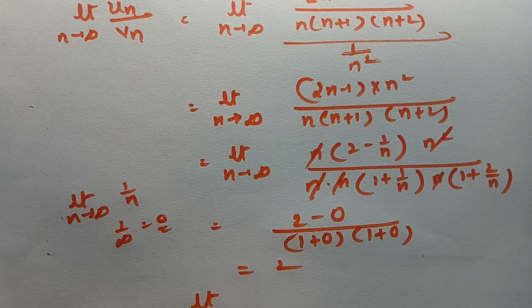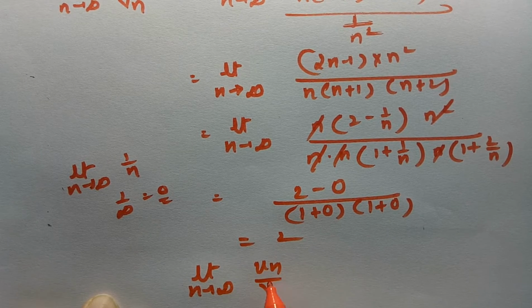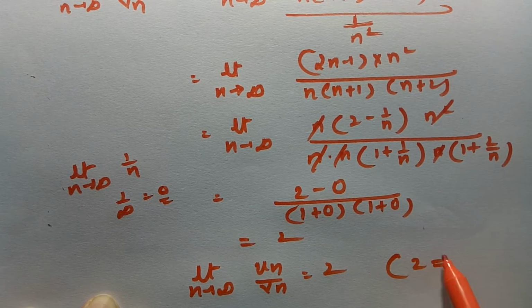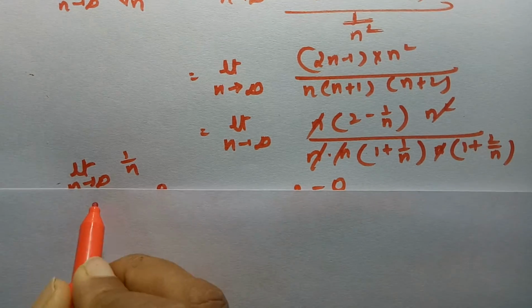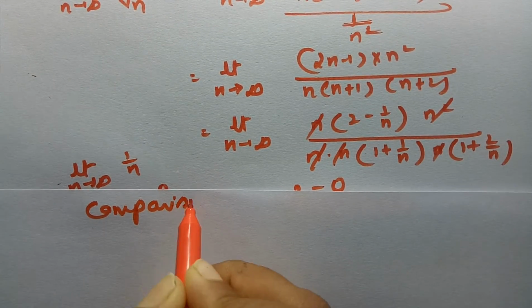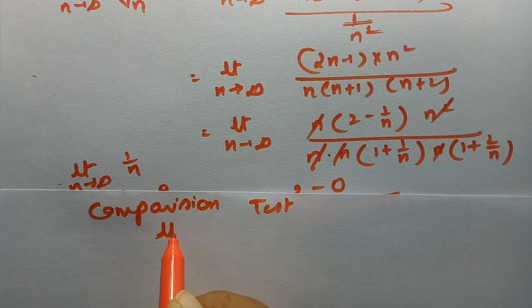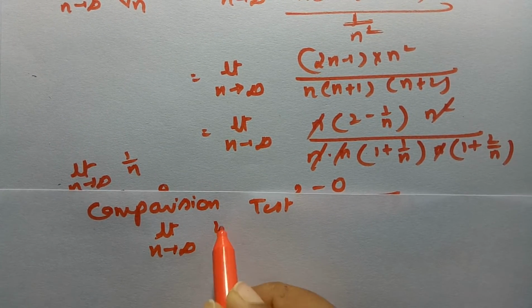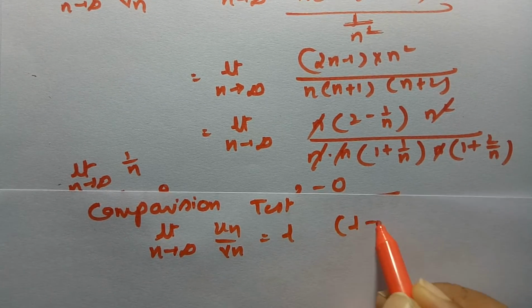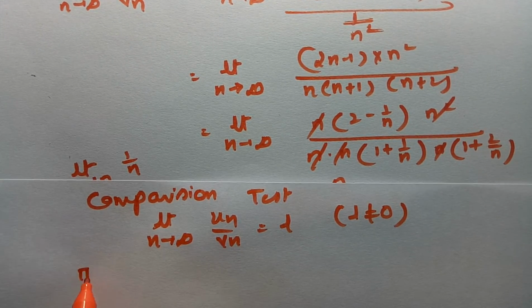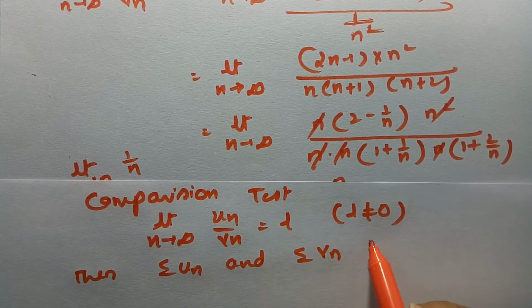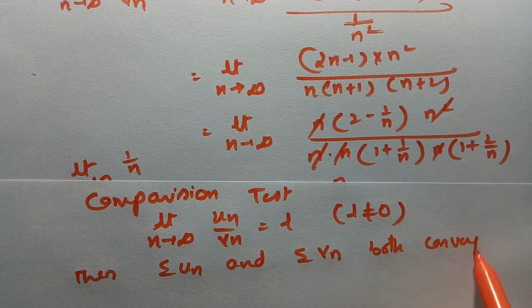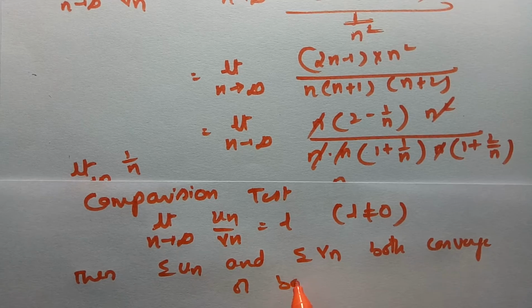So limit n tends to infinity, un by vn, we got the value as 2, and 2 is not equal to 0. So from the comparison test, as I have told, if limit n tends to infinity, un by vn is equal to L, where L is not equal to 0, then sigma un and sigma vn both converge or both diverge.